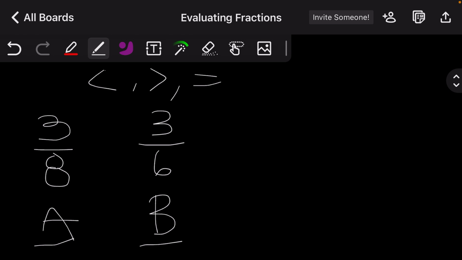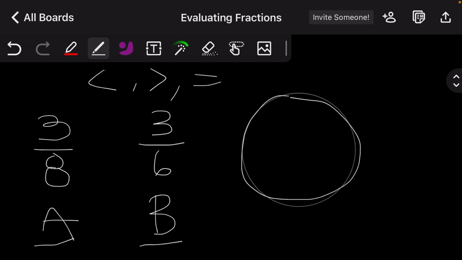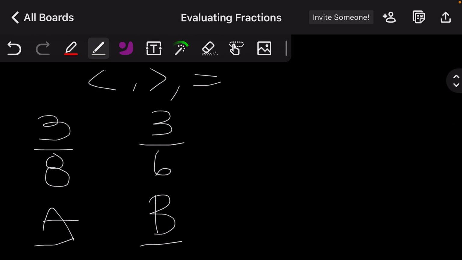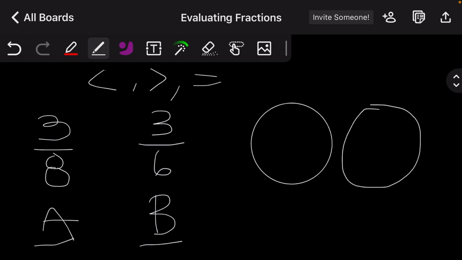Right? So let me try to visualize this. So we got pizza A right there. Let's see. No, that's a little bit too big. Hold on. Got pizza A right there. We got pizza B right there.